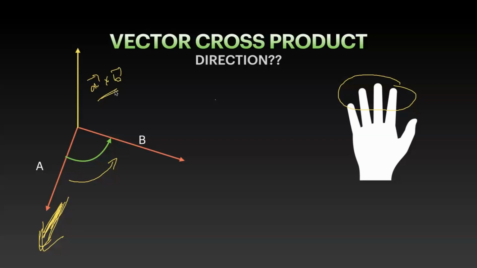Clear? If you don't understand, again I'll tell you. Keep the tip of your fingers facing in this direction. Now curl your fingers in the direction of vector B, and the direction of your thumb will give you the direction of the A cross B vector. Clear? Next, projection of a vector.